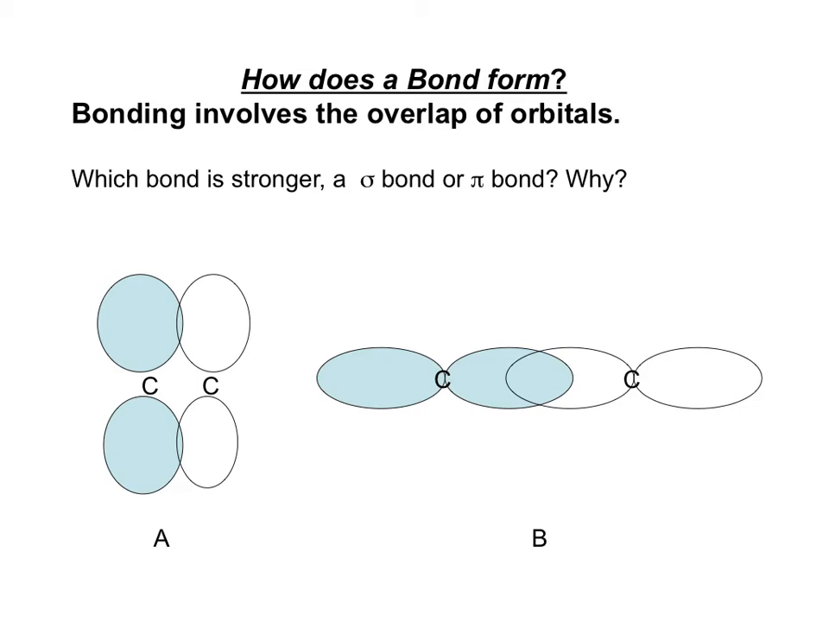So now that you can identify a sigma bond and a pi bond, which bond do you think is stronger? Stop the video and think about that for a few seconds. So the answer is a sigma bond, because the greater the overlap between orbitals, the stronger the bond.